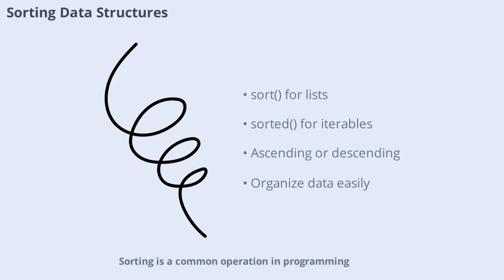Sorting is a common operation in programming. Python provides the sort method for lists, which arranges items in ascending or descending order. You can also use the sorted function, which works with any iterable and returns a new sorted list. Sorting is useful for organizing data, preparing reports, or finding the highest or lowest values in a collection.